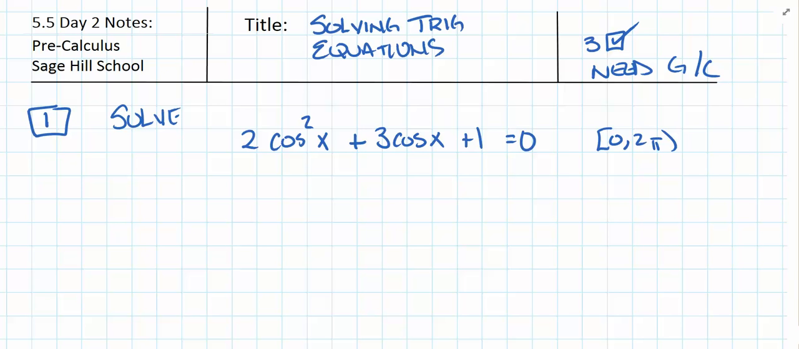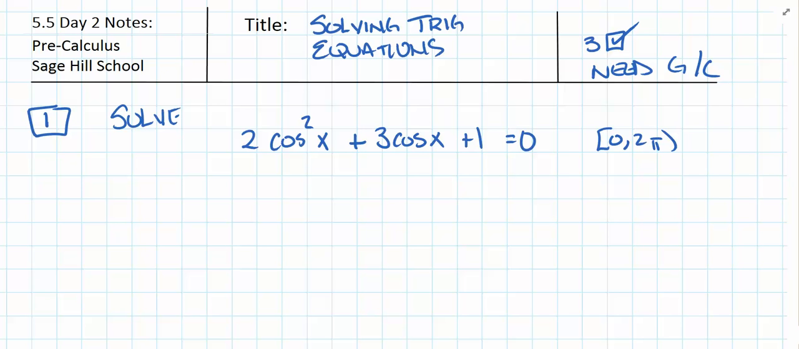We have not seen one like this before. So what looks different about it? It has a squared. Very good. What else? It's all on the same side. Yeah, so all of you are mentioning it looks like a quadratic. And you are 100% correct.